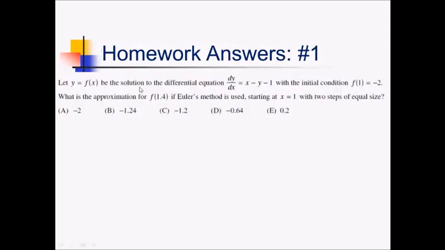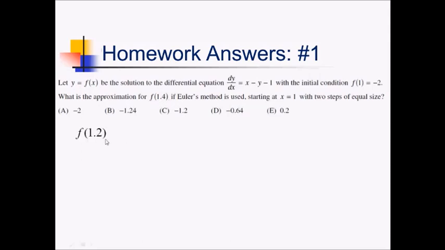For this problem, f of x is the solution to this differential equation with an initial condition that they've given us. We want to figure out f of 1.4 using Euler's method, starting at 1, going with 2 steps. So since I'm going 2 steps of equal size, to get from 1 to 1.4, my step size has to be 0.2. So I'll first approximate f of 1.2, and then I'll use that to approximate f of 1.4.